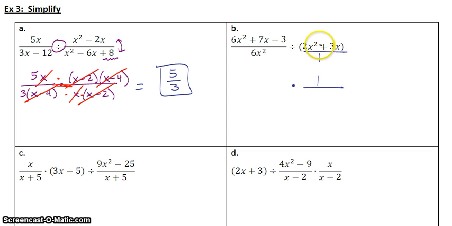So I look at this, I can pull out an x. 2x squared divided by x is 2x. 3x divided by x is 3. x times 2x plus 3 is the factored form for that one then. And then over here, let's go for it. That doesn't change, 6x squared.